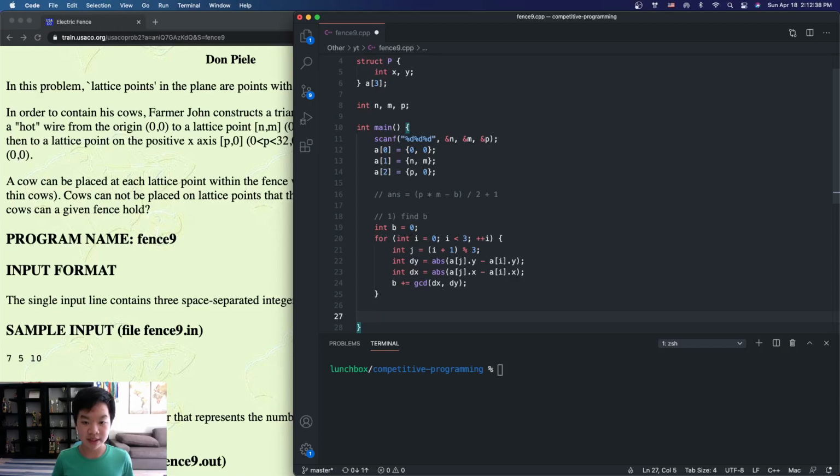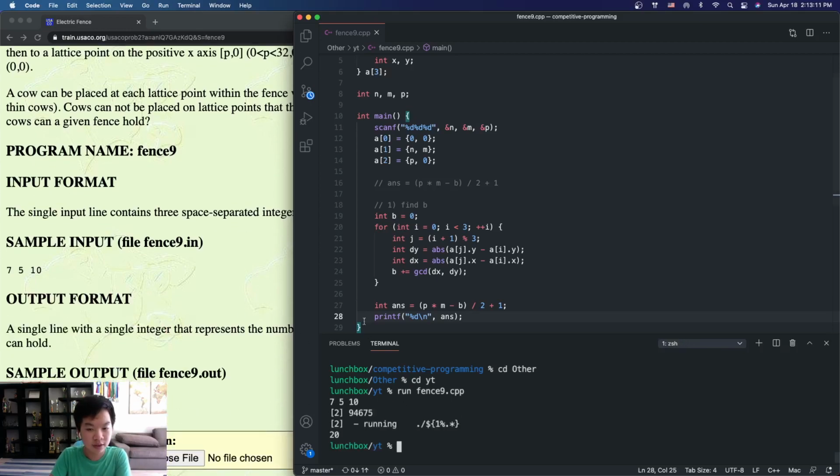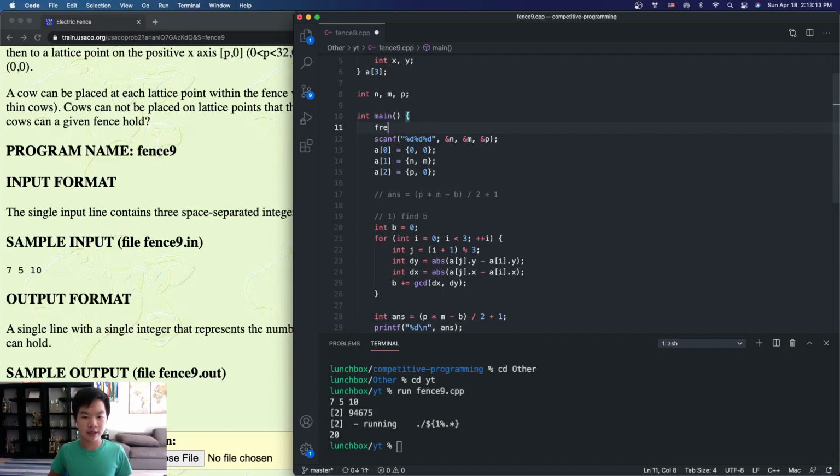Okay, so now we found B, and we know what P and M are. So now our answer is just going to be equal to P times M minus B divided by 2 plus 1. So let's just print out our answer. So let's try that. All right, fence 9, 7, 5, 10. 20, correct. So let's submit that.